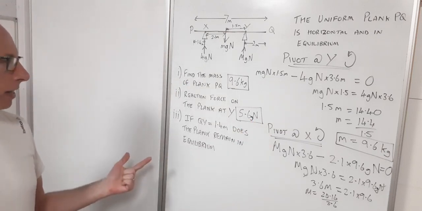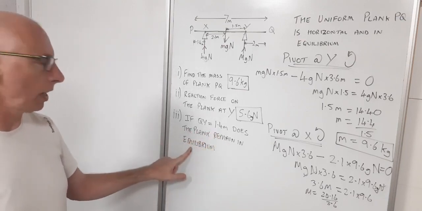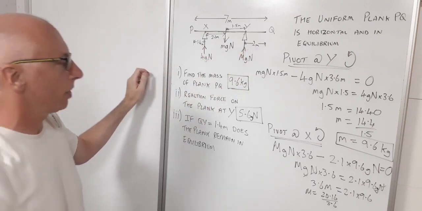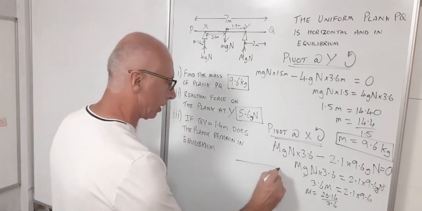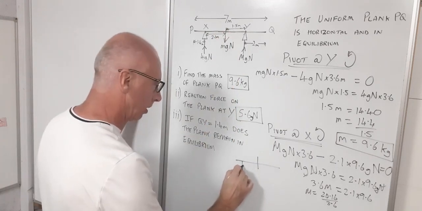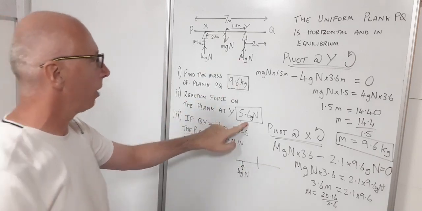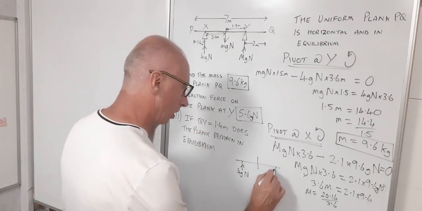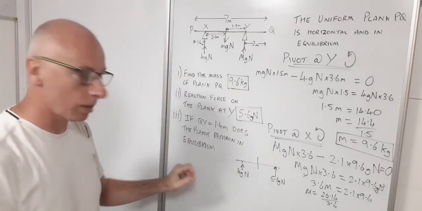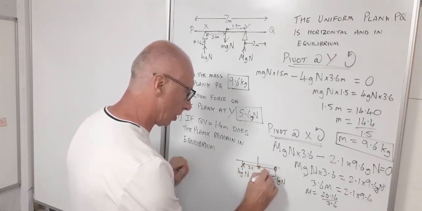Now the last part of the question asks us, if Qy suddenly becomes 1.4 meters, does the plank remain in constant equilibrium? So if the forces aren't changing, we've got a slightly different diagram. Let's draw this diagram a little bit differently. The force acting on the plank is in the middle. We've got this force here, which was 4g newtons. We've got this force here, which was 5.6g newtons. And those forces were the same distance. So this distance here was 2.1 and 2.1.